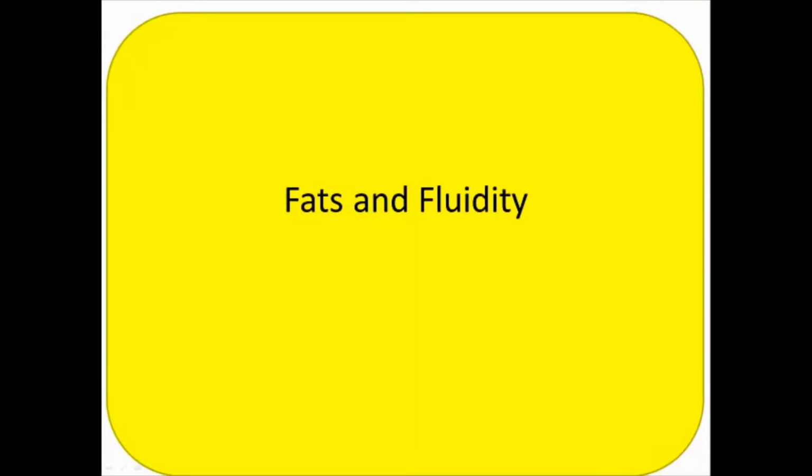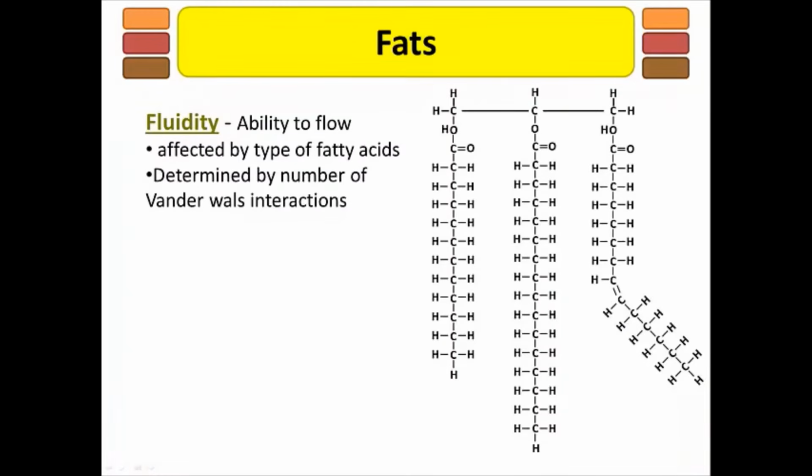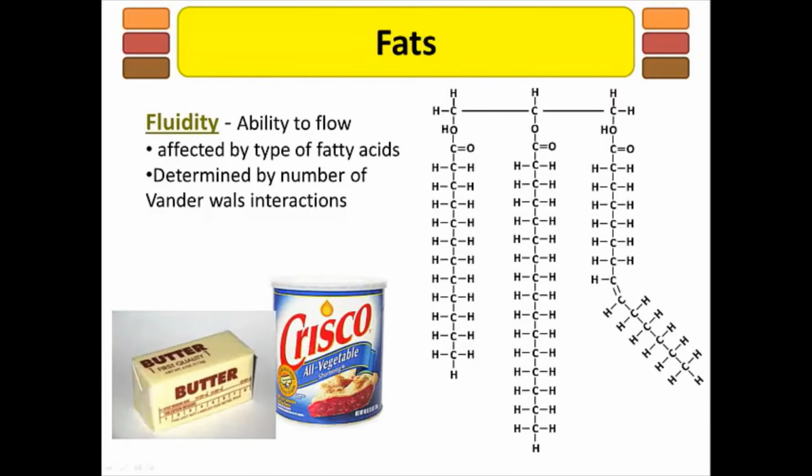The variation in fatty acids allows us to create fats with different properties and characteristics. One such property is fluidity. Fluidity indicates how well a substance flows from one form to another. Some fats, like butter and lard, form solids at room temperature because the individual fat molecules make lots of weak bond interactions with each other that hold them closely together and limit their ability to move or flow.